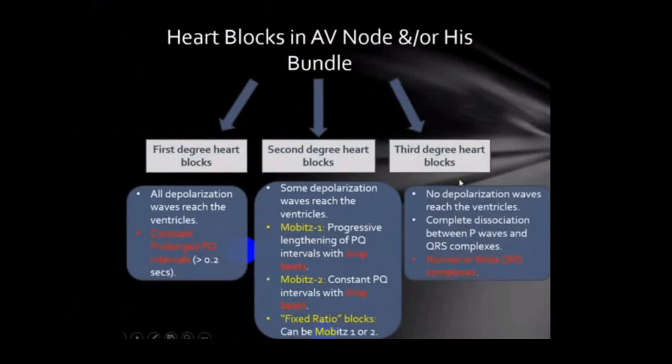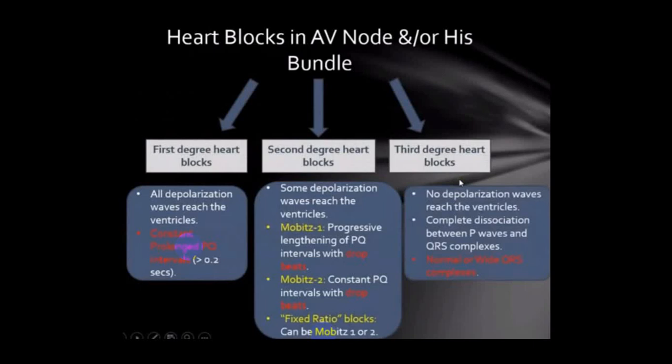Now, I already told you that all P waves are transmitted. P wave is generated from the SA node. It will be transmitted through the AV node, but there is a delay in transmission at the level of the AV node. That's why we call it a first degree AV block. And because of that, there is a prolongation of the PR interval. All QRS complexes are narrow. QRS complexes are upright. T wave is upright. And all P waves are identical. All PR intervals are identical, characteristic of first degree AV block.